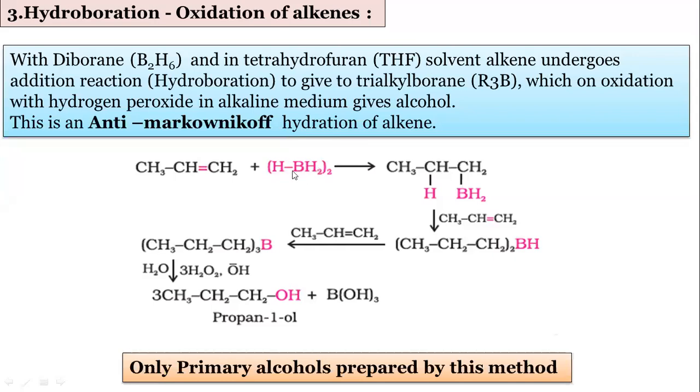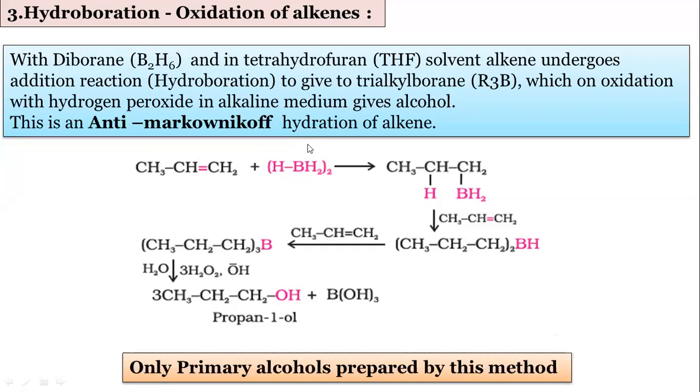B2H6, for the understanding purpose, is written as HBH2 twice. It is nothing but B2H6. The reaction takes place according to the anti-Markovnikov's rule. So in anti-Markovnikov's rule, BH2 is the negative part and H is the positive part. H is attached to the carbon atom which contains less number of hydrogens. See in the product here. This hydrogen is attached to the carbon atom which contains less number of hydrogens, and the negative part is attached to the carbon atom which contains more number of hydrogens.